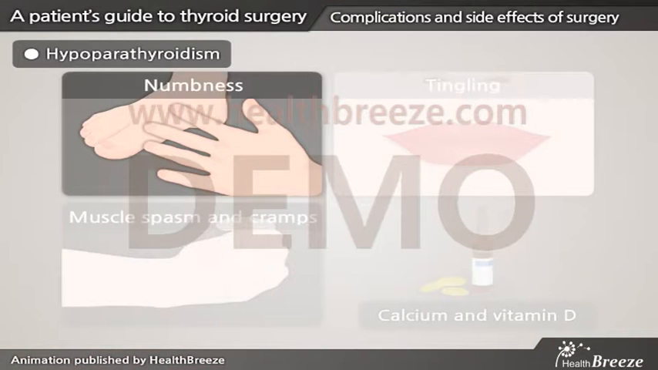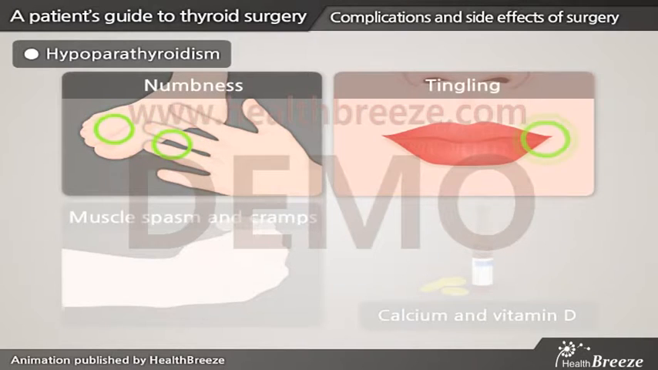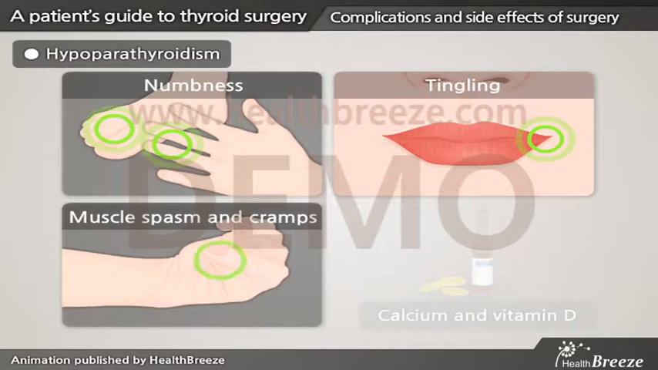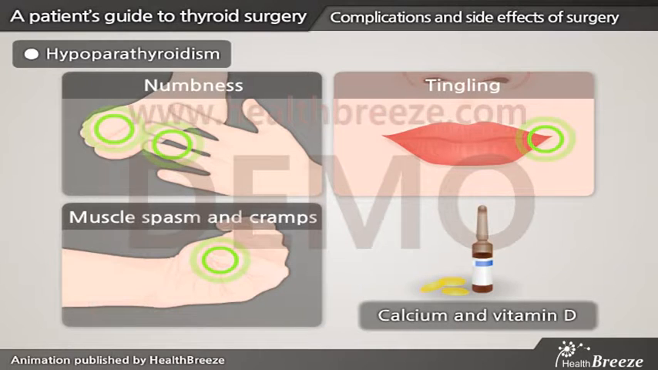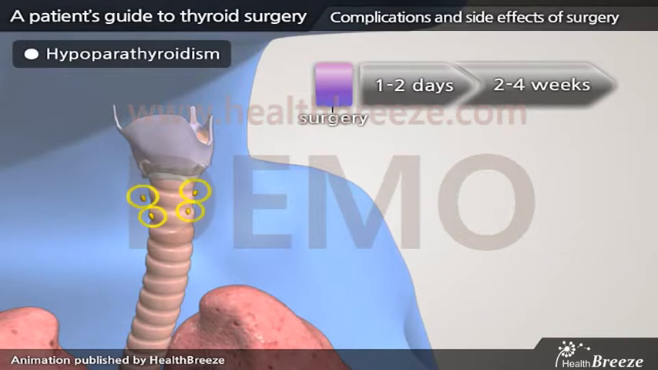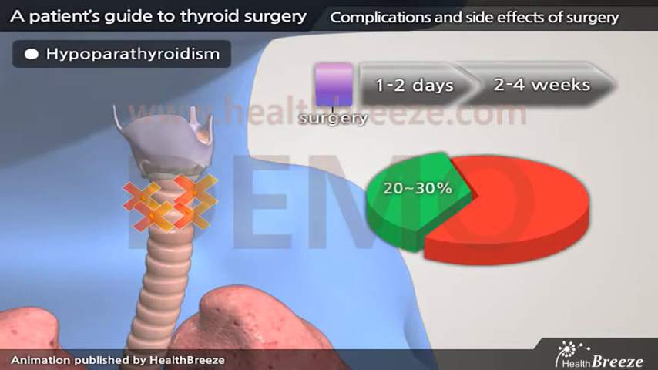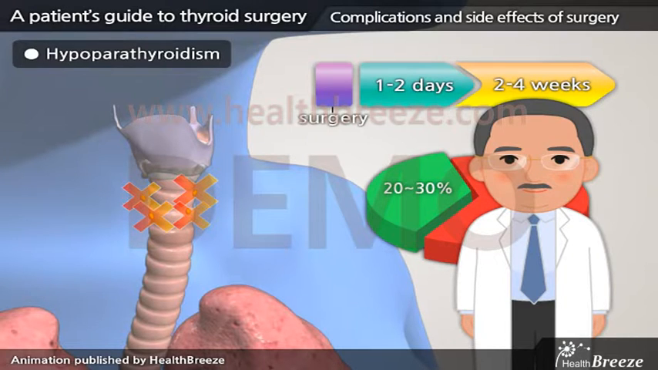When the parathyroid hormone level drops, your blood calcium level also decreases, which may cause numbness and tingling around your mouth and hands. Your symptoms may progress to muscle spasm and cramps. These symptoms are usually treated with supplementary oral calcium and vitamin D to improve your symptoms and calcium level. Hypoparathyroidism occurs in about 20 to 30% of the patients, usually 1 to 2 days after the surgery, and may last for 2 to 4 weeks. Hypoparathyroidism is usually temporary, but in rare cases it may be permanent.